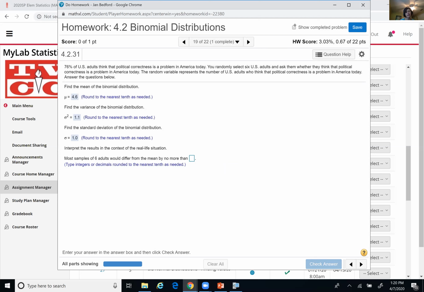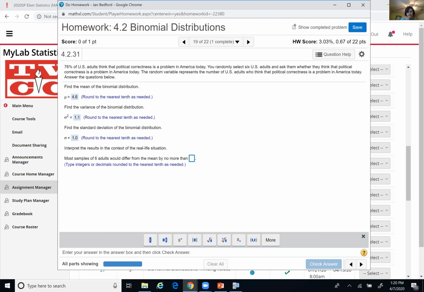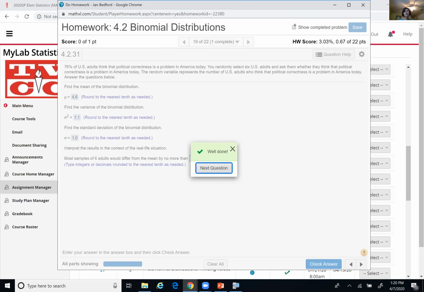All right, see if you can answer this one. Most samples of 6 adults would differ from the mean by no more than what? 1. Because if I'm talking about how much I'm different from the mean, that's asking me for standard deviation. Okay, and that's what it's checking to see that you know. Okay, so we ready to start 5-1?